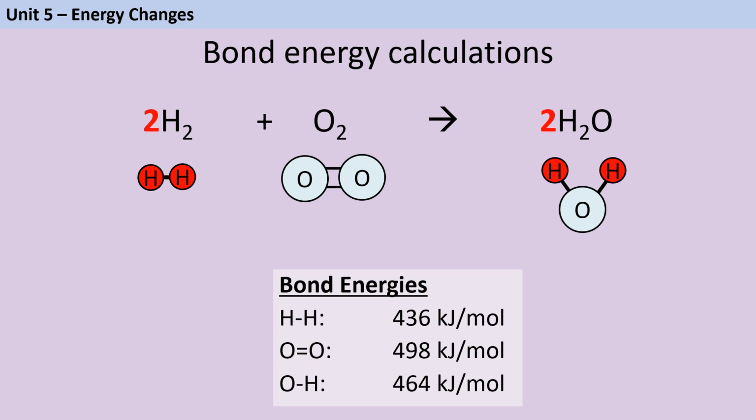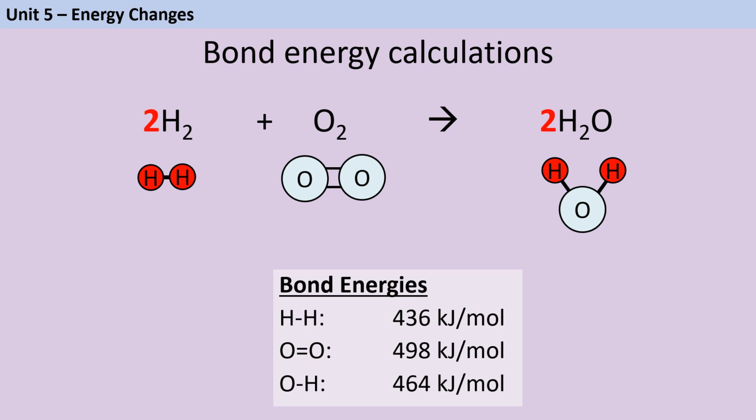As we said before, different atoms require different amounts of energy to break the bonds between them, and we can put those values together with a balanced symbol equation in order to calculate the overall energy change for a reaction, and therefore figure out whether it's exothermic or endothermic.